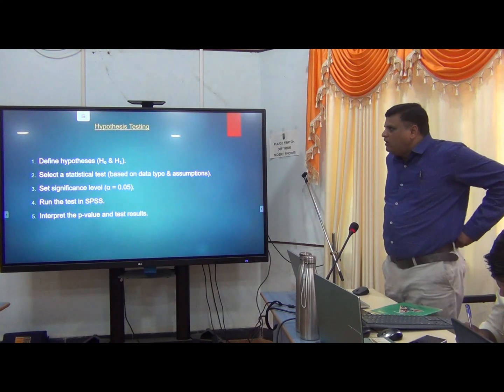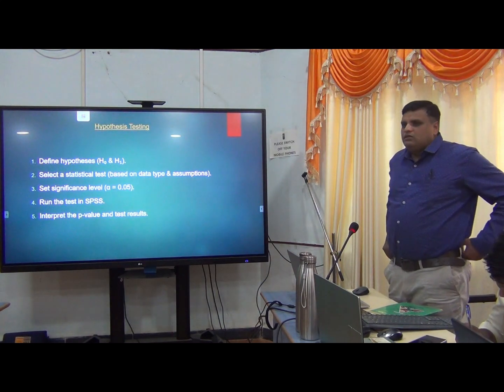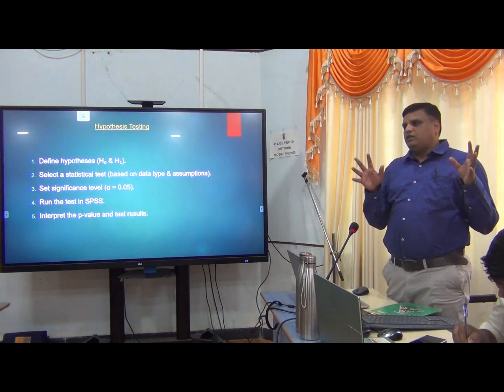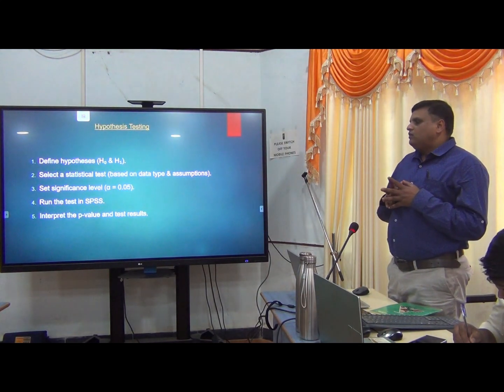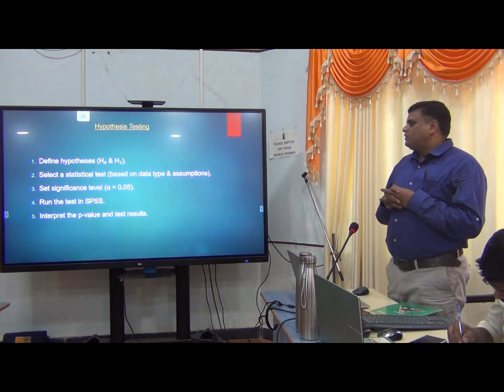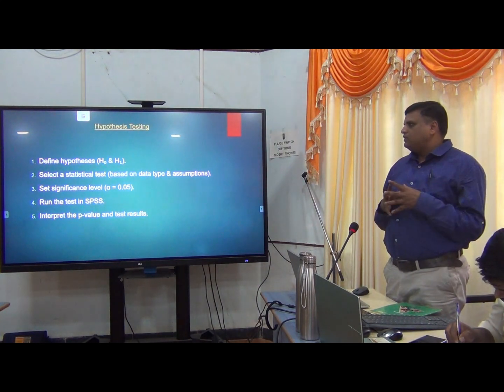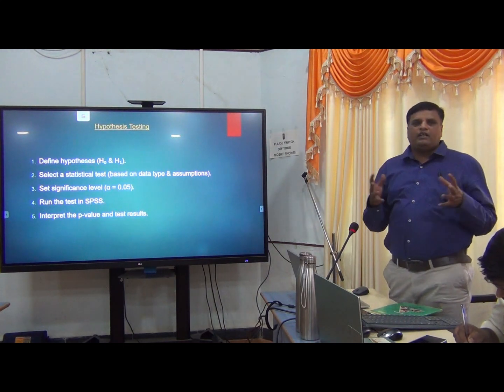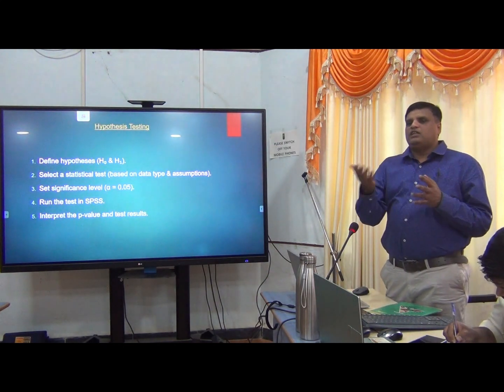First we have to define what is a hypothesis. So hypothesis, as you know, is just an assumption that we are making about the population parameter. Then after defining what is a hypothesis, you have to select a specific test statistic, that is based on the data type, based on the assumption, what is the test that we are using.